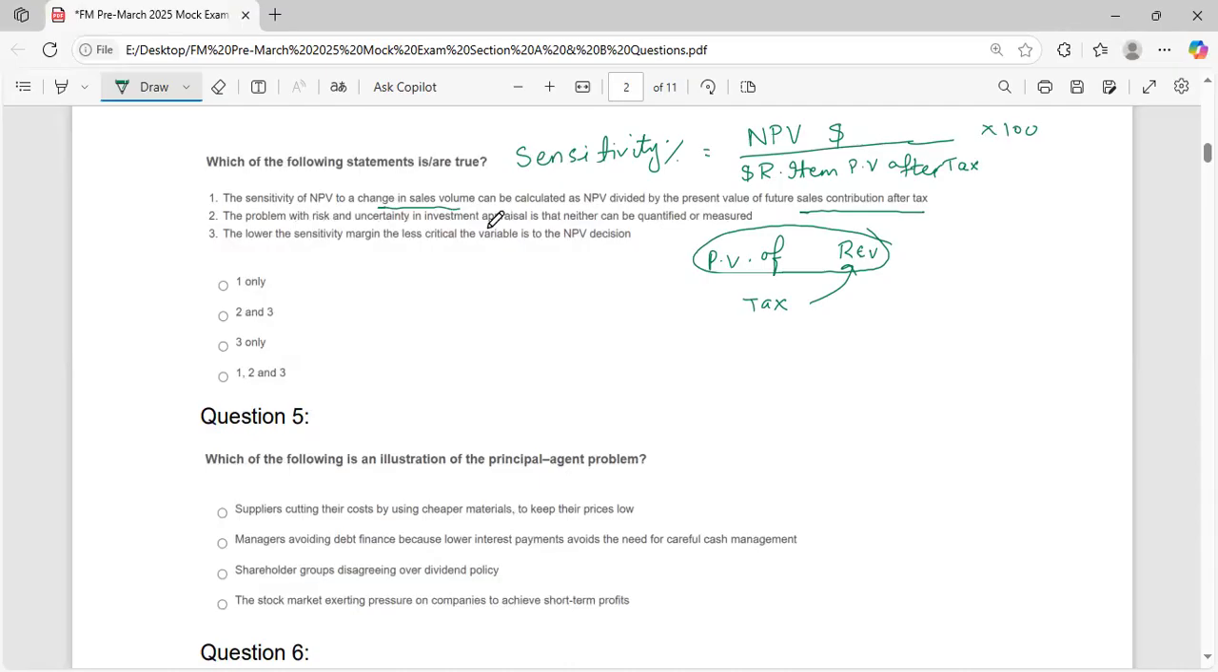The problem with risk and uncertainty in investment appraisal is that neither can be quantified or measured. This is true for uncertainty, but not true for risk. So this statement is incorrect.